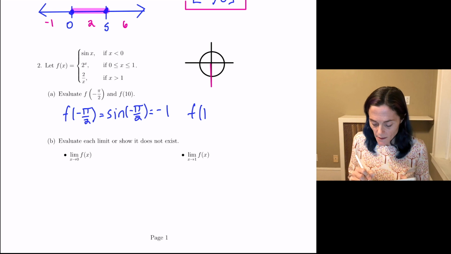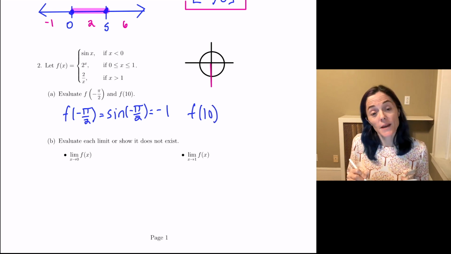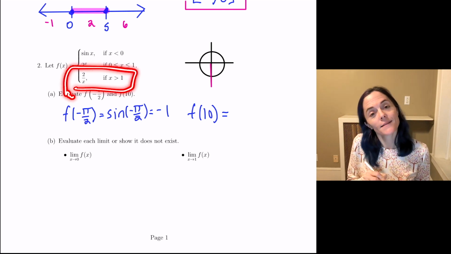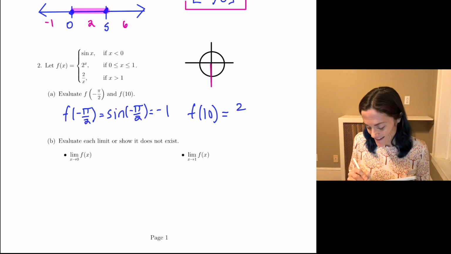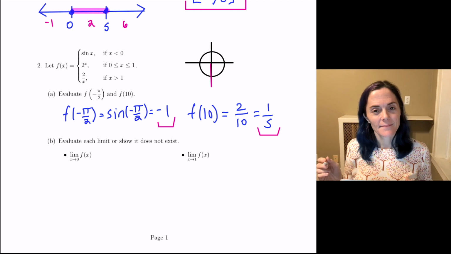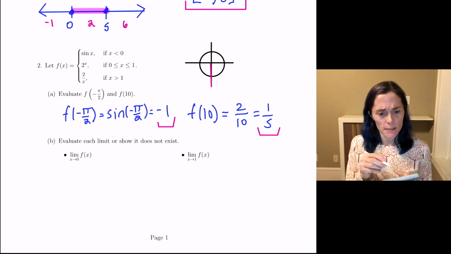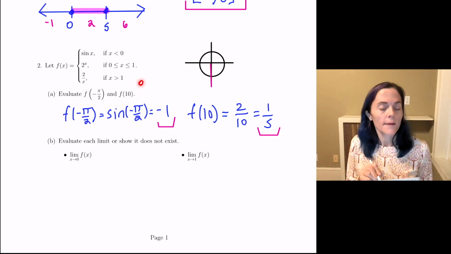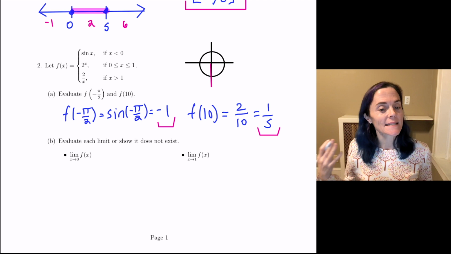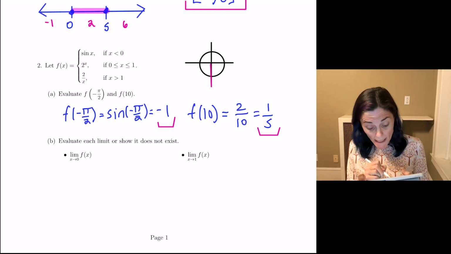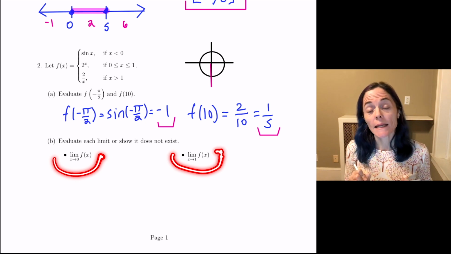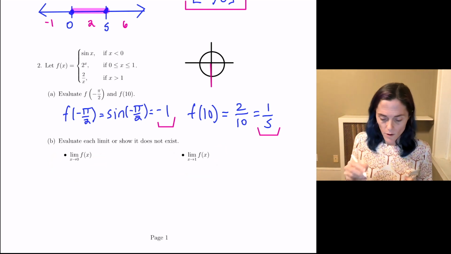Next one, f of 10. Well, 10 is definitely bigger than 1, so here we evaluate, we get 2 over 10, which is also 1 over 5. Letter B is about limits. Well, you notice 0 and 1 are what I call these breakpoints in my function definition. So in order to address the limit at 0 or the limit at 1 for my piecewise defined function, I need to look at one-sided limits.